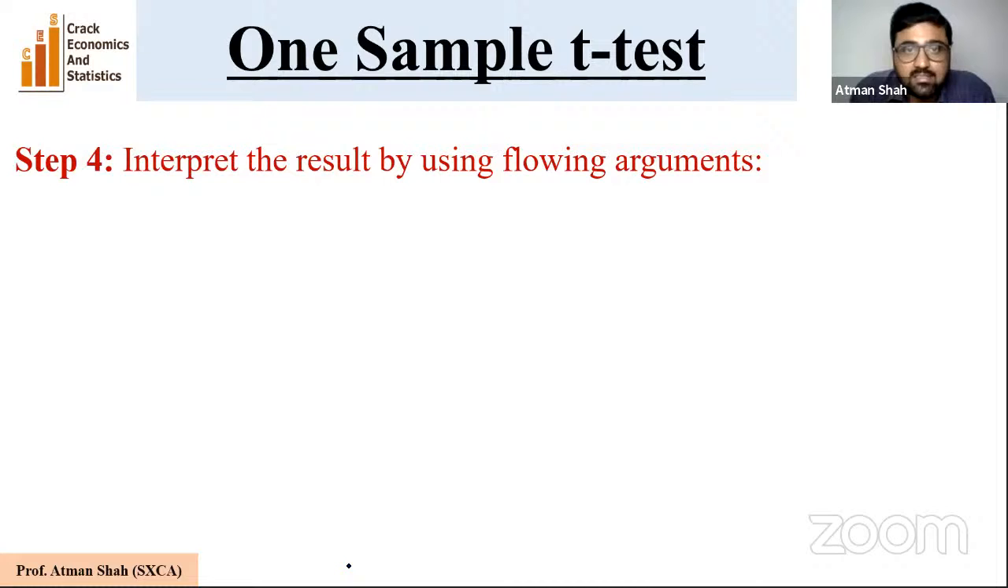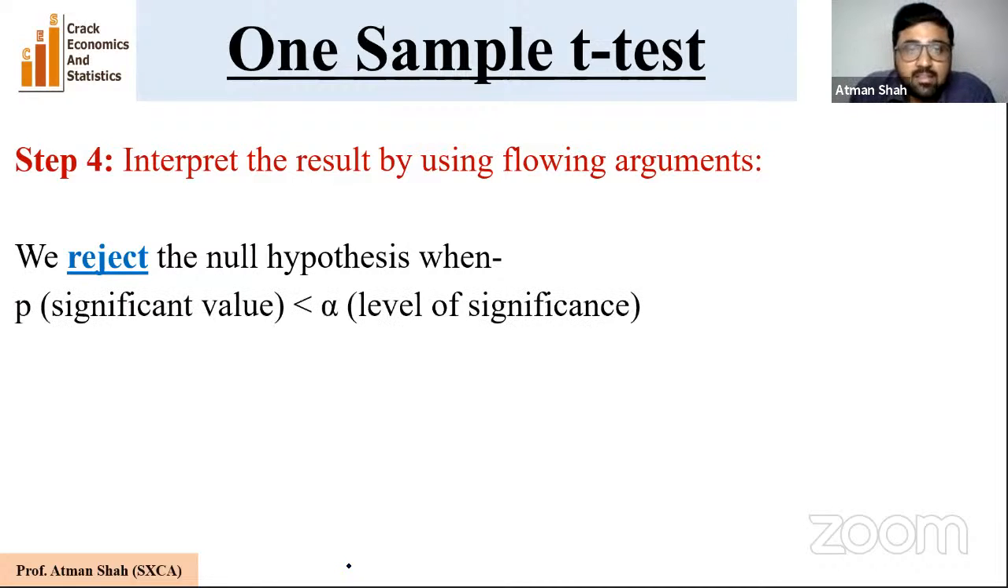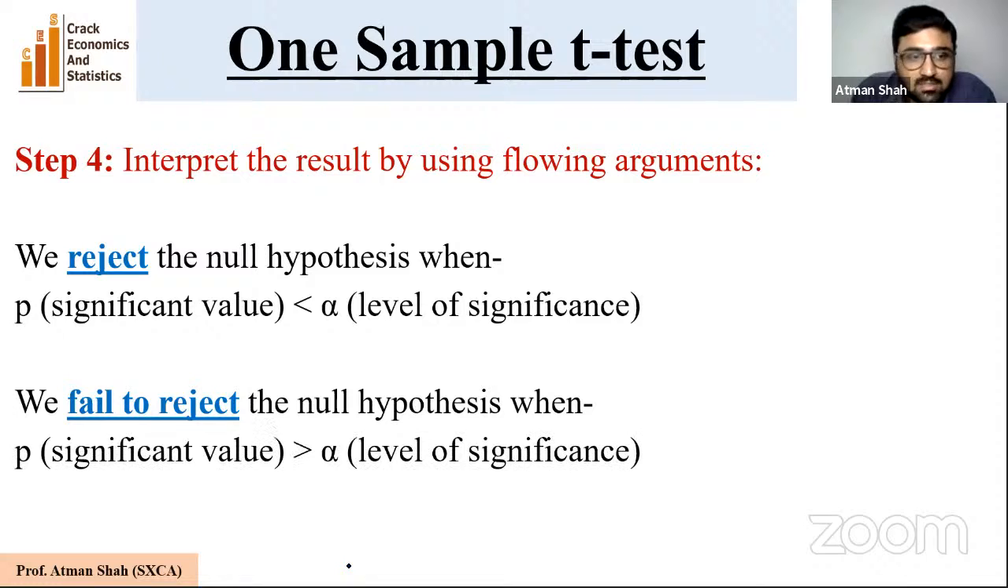Step 4, interpret the result by using the following arguments. We reject the null hypothesis when P is less than alpha. The P value or the SIG value is less than alpha, then we reject the null hypothesis. And we fail to reject the null hypothesis when the P value is greater than alpha. This is the decision rule and it is common for all statistical tests. Whether you are going to use a parametric test or non-parametric test, these arguments are common. We reject the null hypothesis when the P value is less than alpha. We fail to reject the null hypothesis when the P value is greater than alpha.